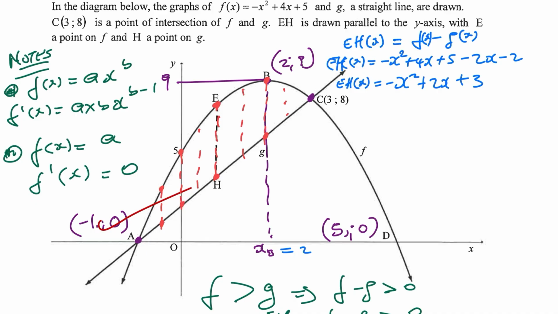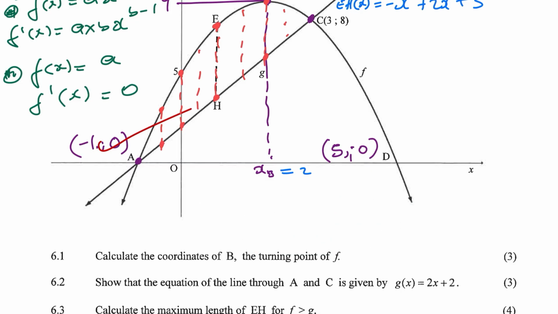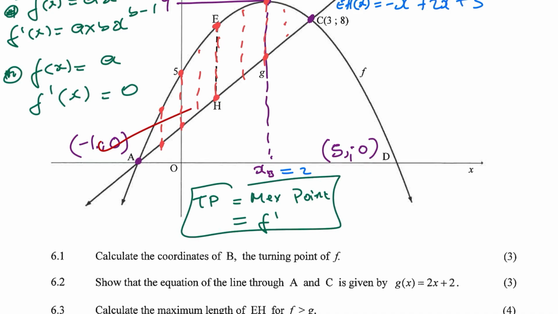Now remember, when you talk about maximum, we're talking about turning point, right? Let me write this down for you. Just something to remember: whenever I say turning point, I'm talking about the maximum point. The turning point is a maximum point, always. Or also a turning point is the first derivative, right? These are the notes or language you need to remember. A turning point is a maximum point, or it's a first derivative.